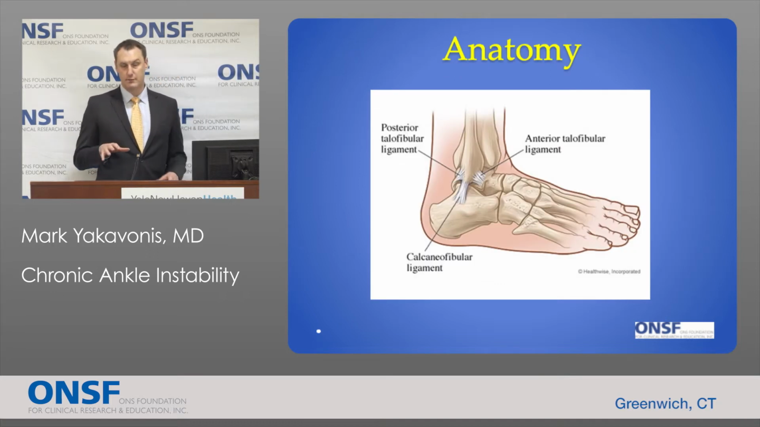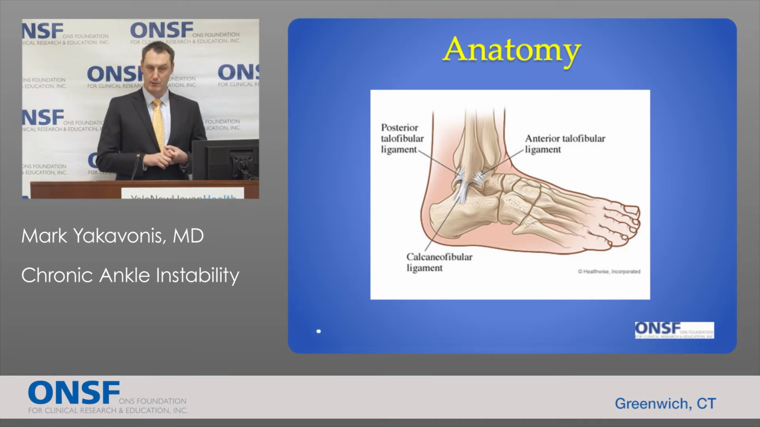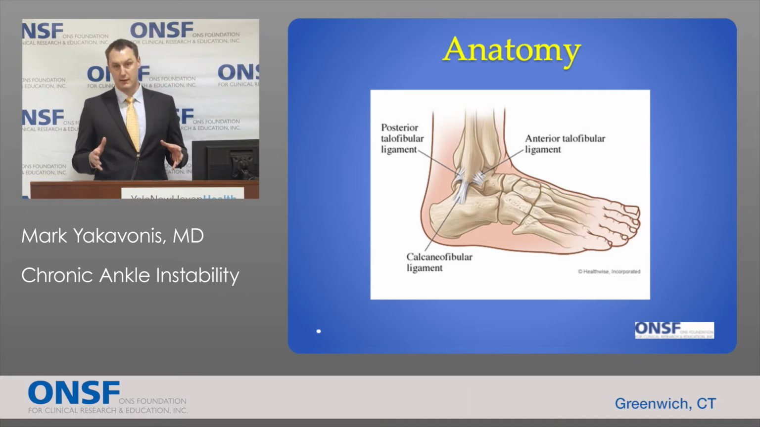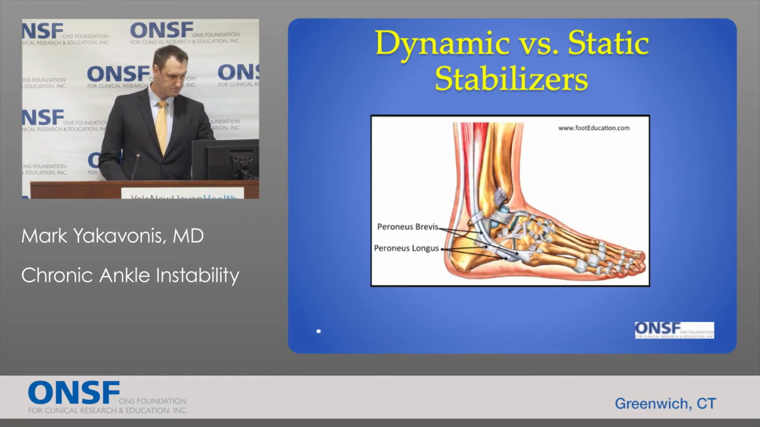The ligaments involved in chronic ankle instability are typically on the outside of the ankle, and these are three ligaments: your anterior talofibular ligament, your posterior talofibular ligament, and your calcaneofibular ligament. The most common ligament involved is your anterior talofibular ligament. That's the one in the front.